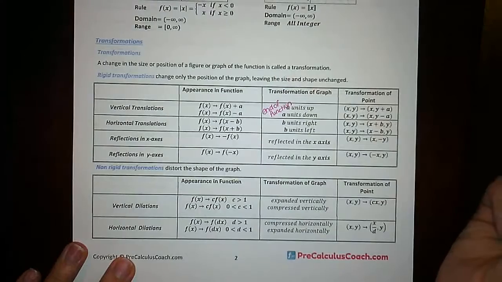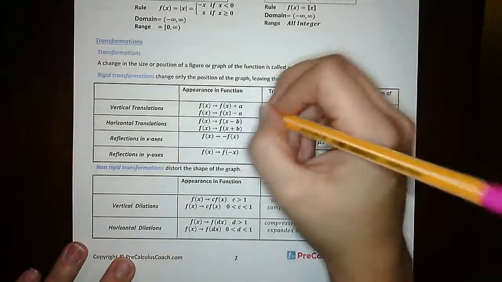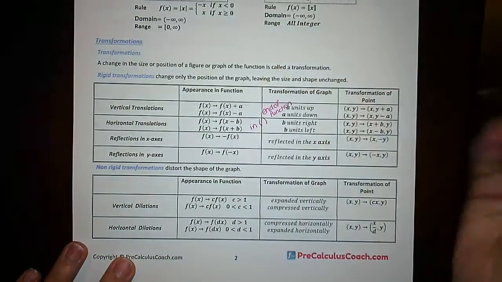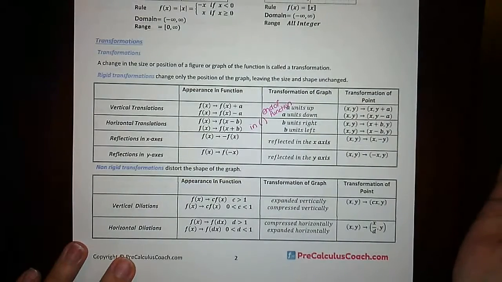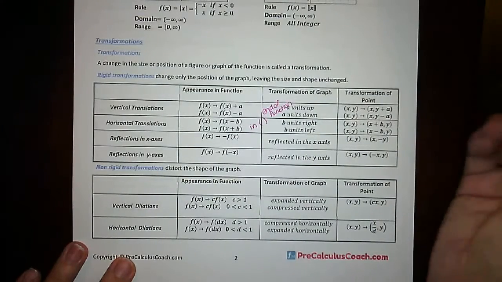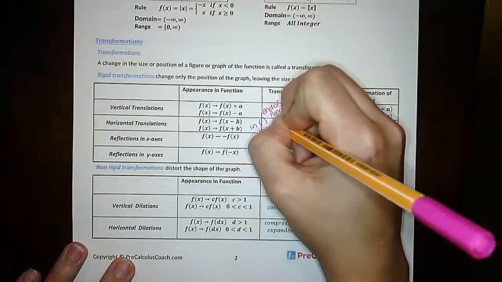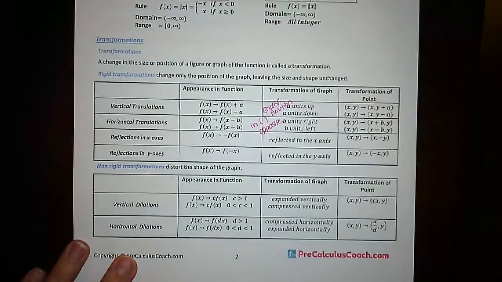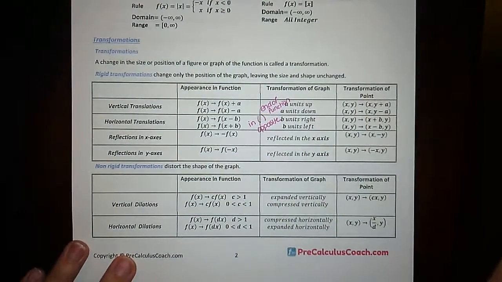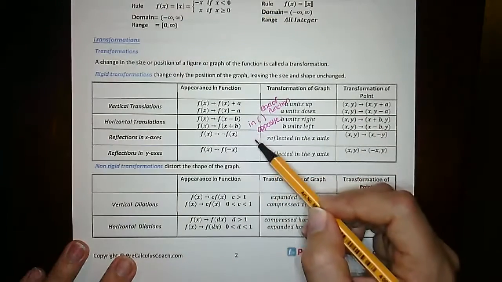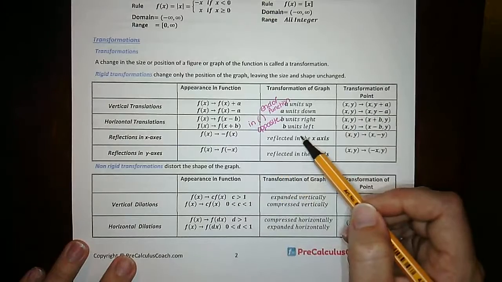Horizontal transformations are in parentheses. They'll always be in parentheses with these types of functions, and they're always the opposite. I'll show you what I mean when we get to an actual example. You always change the sign. So that's the big thing to remember here, that you're always going to change the sign.